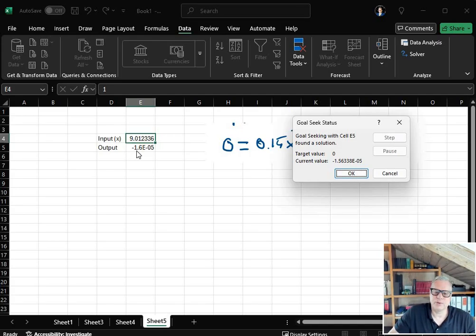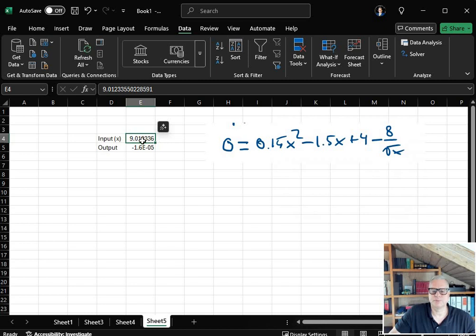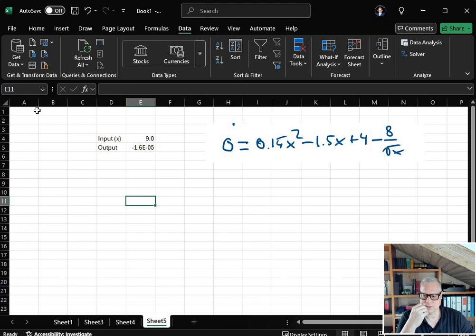And this value, negative 1.6, this is essentially 0. So the best value we can get is 9. Let's just forget about all those decimals. So 9 is our optimum value. The next thing we want to see is if that is actually true, so we can also visualize it. Let's take a look at the marginal cost function and the marginal utility function.